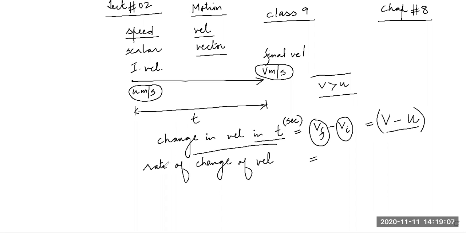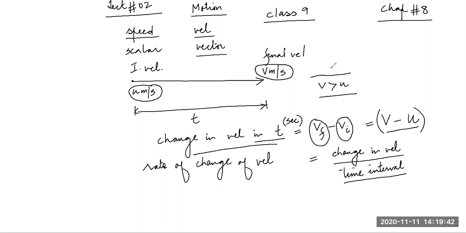Now students, please tell me what is rate of change of velocity. Rate of change of velocity is change in velocity divided by time interval. Why do I say interval? Time interval means in how much time this change happened.